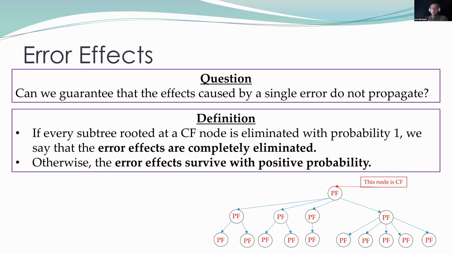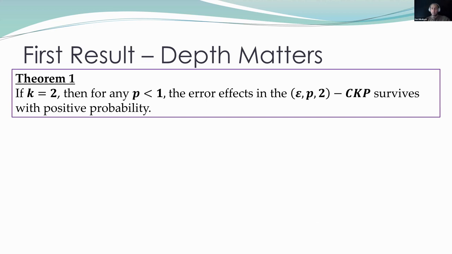And then now our meta questions become, for which set of parameters, epsilon, P, and K, okay, error probability, checking probability, and depth of checks, can we ensure that the error effects are completely eliminated? Okay, so let's state our first result now. And our first result applies to the role of the depth. It turns out that the depth plays an essential role. Okay, our first result shows that depth matters and that shallow checks will never suffice to eliminate the error effects.